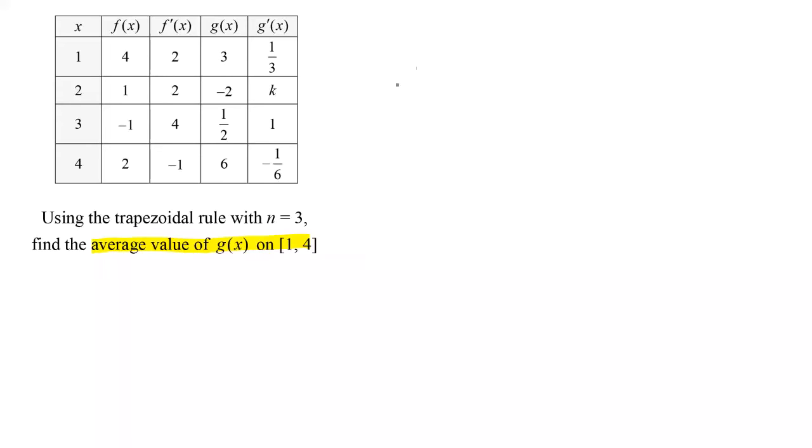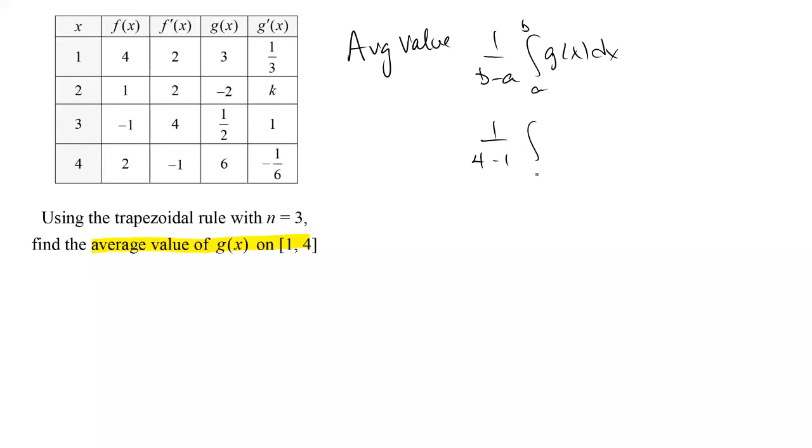4 first. And just a reminder that the average value is going to be 1 over b minus a times the integral from a to b of g of x dx. And in this particular case, 1 over 4 minus 1 times the integral from 1 to 4 of g of x dx.